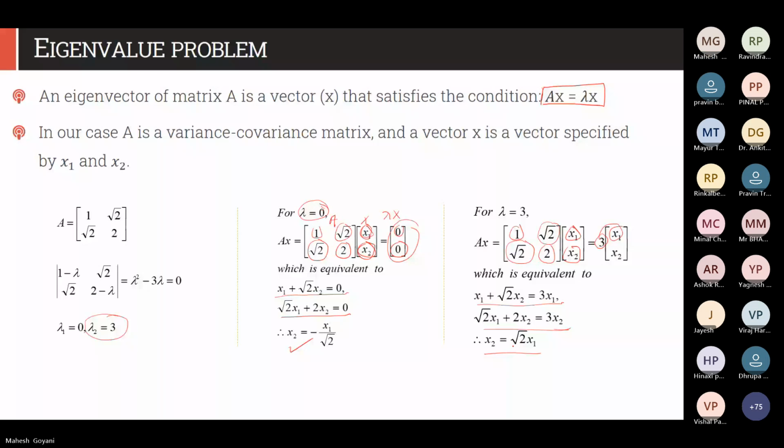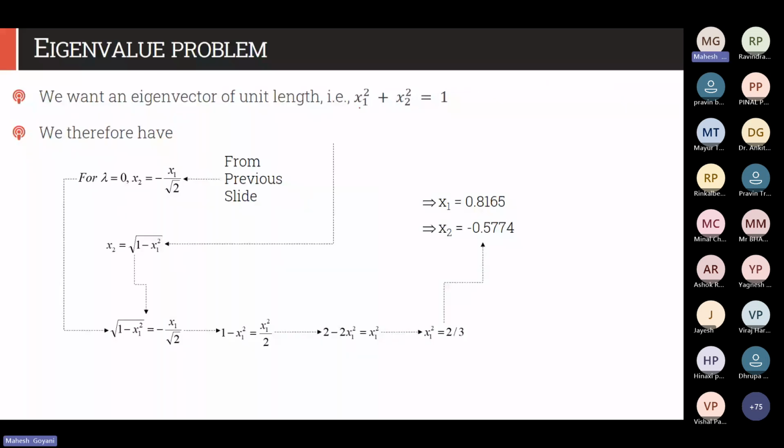Let us move ahead. Normally, we are interested in finding eigenvectors of unit length. Whenever you are working in statistics or machine learning, if you normalize data or mean center your data, it will help you minimize and simplify your mathematical computation. So we will be looking for the unit length eigenvector.